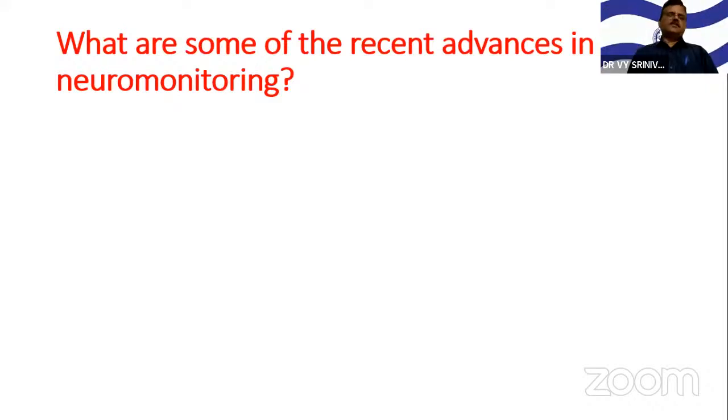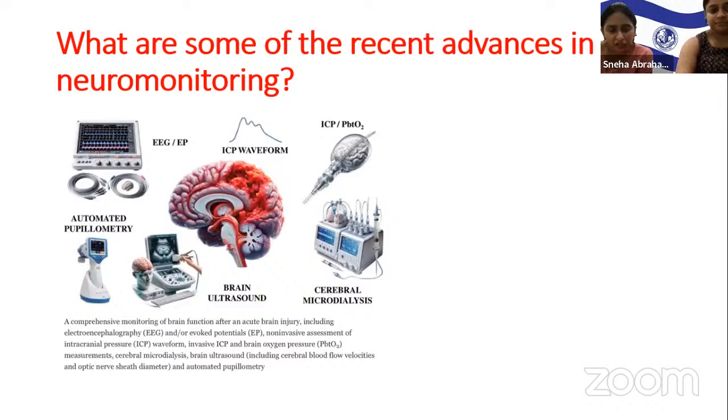What are some of the recent advances in neuromonitoring? So the recent advances in neuromonitoring include multimodal neuromonitoring, especially for traumatic brain injury patients, wherein we use automated pupillometry, continuous monitoring of electroencephalogram or evoked potential, non-invasive means of measuring intracranial pressure, brain tissue oxygen pressure, cerebral microdialysis, transcranial ultrasound, transcranial Doppler ultrasound, and optic nerve sheath diameter.